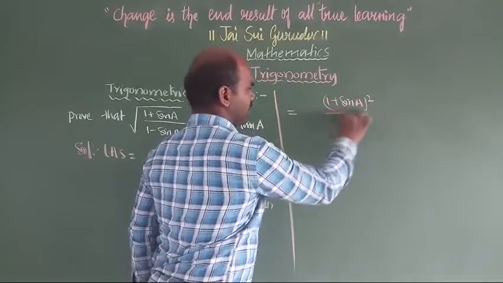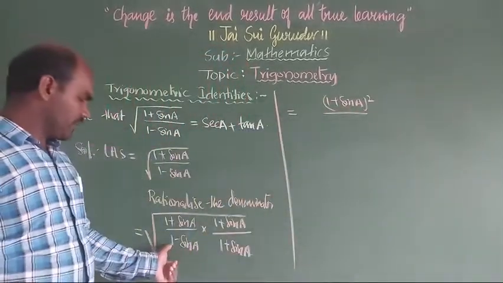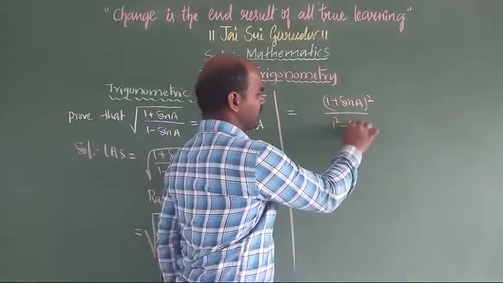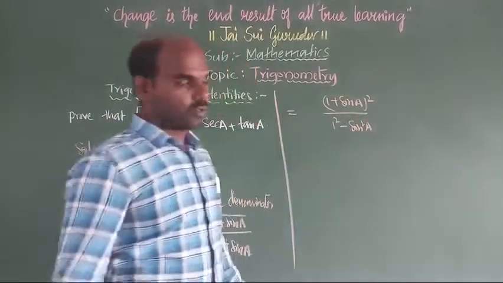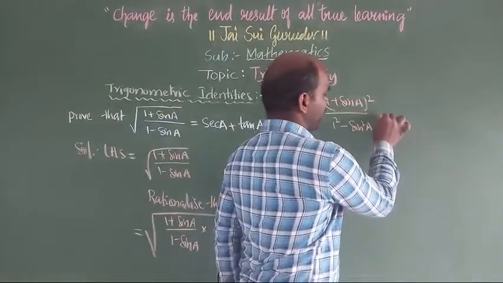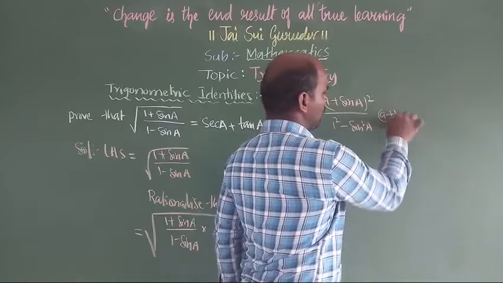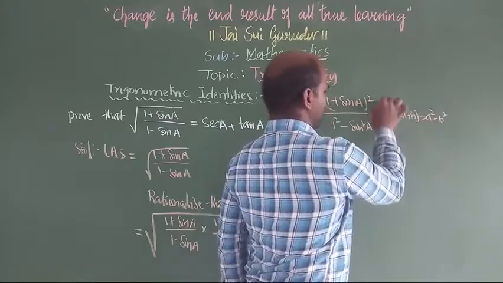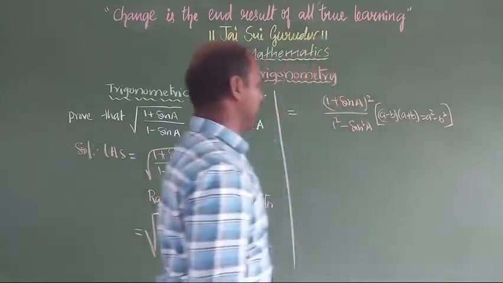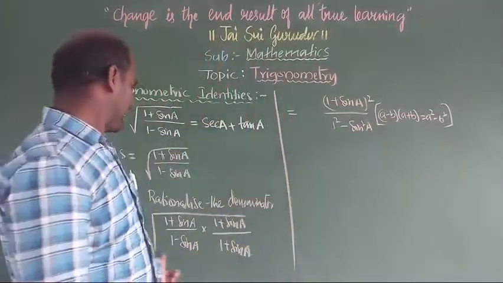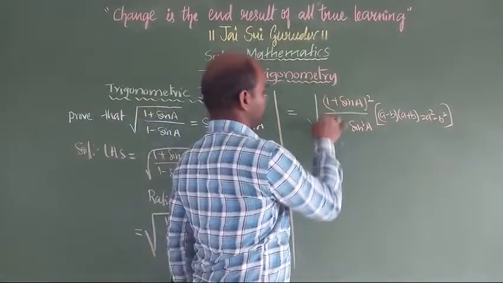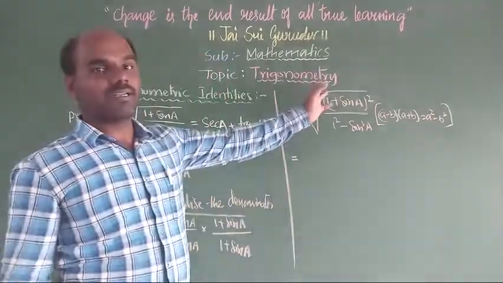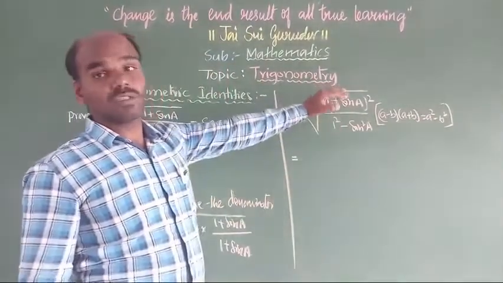This one, children, is divided by 1 minus sin a into 1 plus sin a, that is a minus b into a plus b. What is it, children? A square minus b square. So that is the point you have to remember: a minus b into a plus b is equal to a square minus b square. Okay, by this identity we are writing it now, and we have to put the square root now.